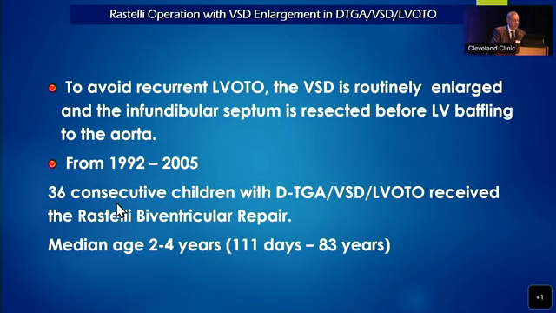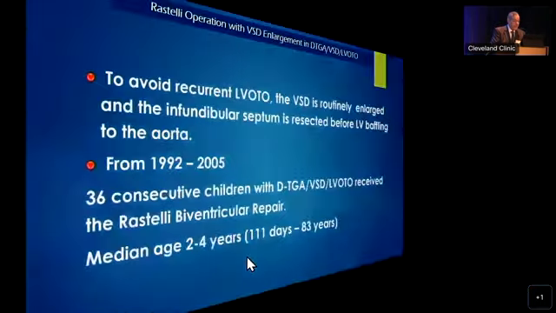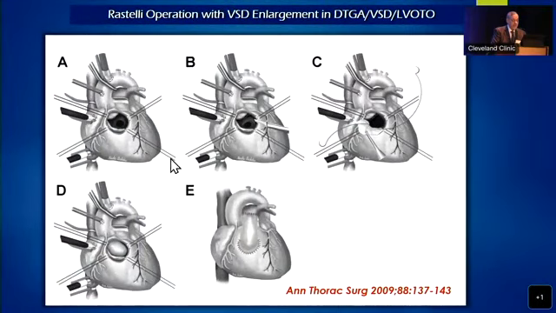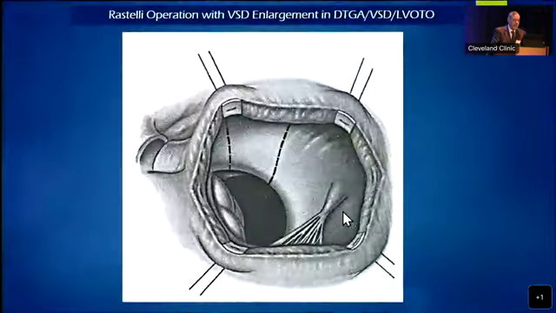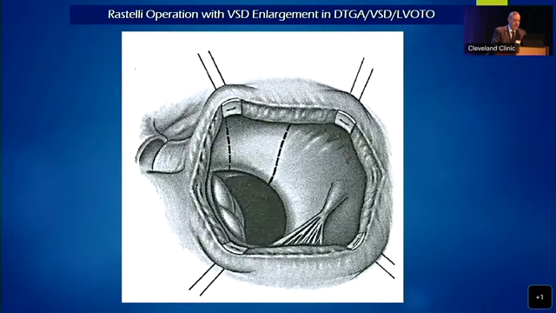In this publication, we had about 36 consecutive children that underwent the procedure with VSD enlargement. The median age was around 2 to 4 years. And you've seen this picture here where the VSD is enlarged and the patch is performed, trying to make the tunnel adequate and not redundant, not too tense.